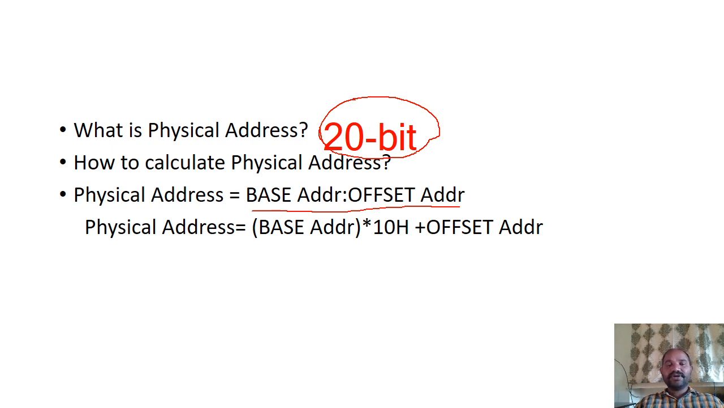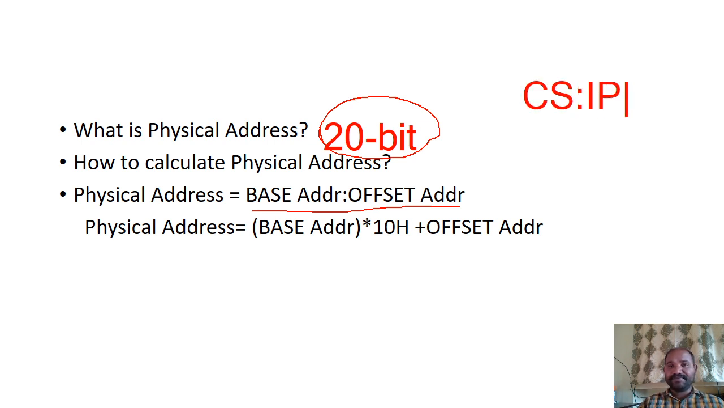The physical address is a 20-bit address, and it is formed using the base address of the segment as well as the offset address of the segment. If you want to access a particular memory location in the code segment, the 20-bit physical address is CS:IP, because CS holds the base address of the code segment and IP holds the offset address of the code segment. Just like that, DS colon, the data segment, with the source index register.